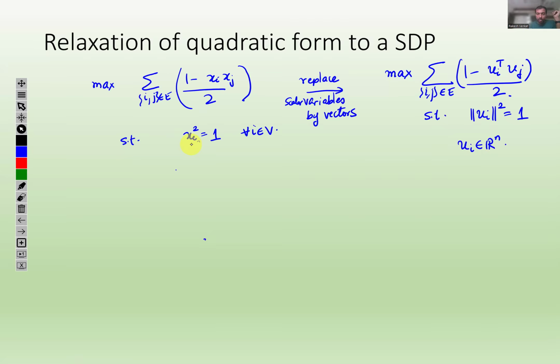And so what I am going to do now is look at this. And if you want it in the usual SDP form, entries of a matrix and so on, I'll just look at the gram matrix of the vectors.